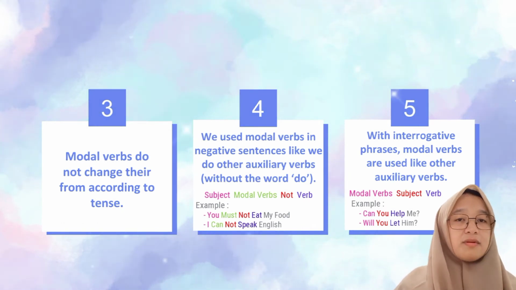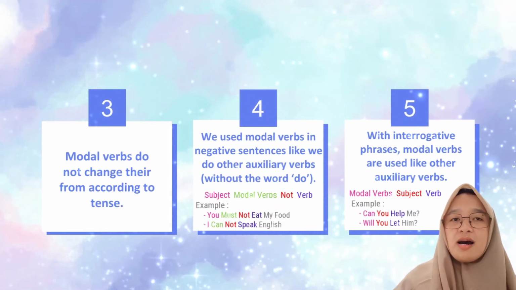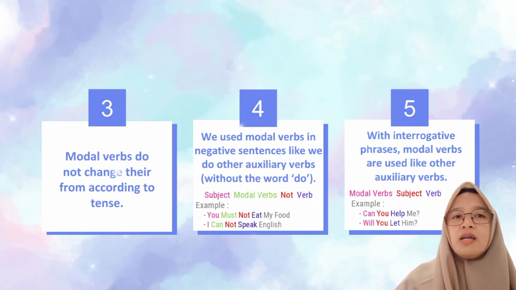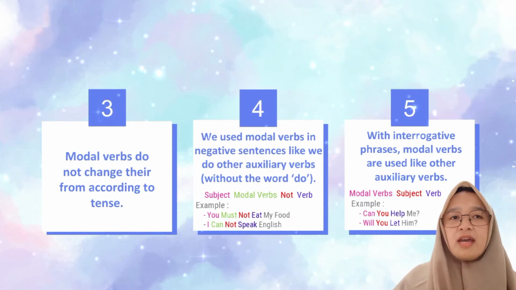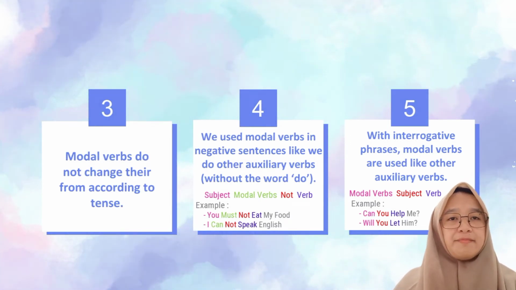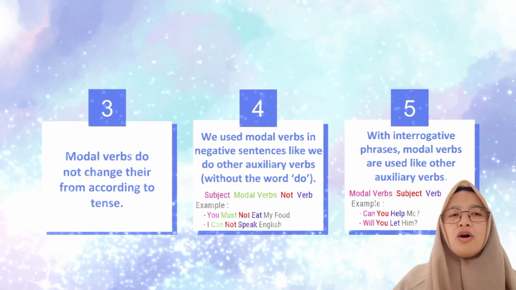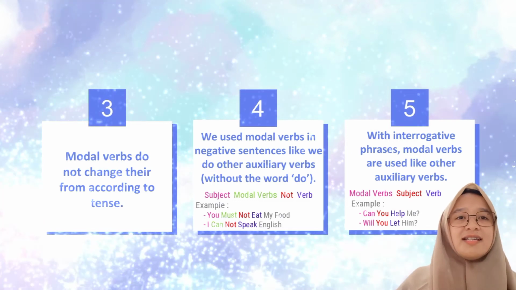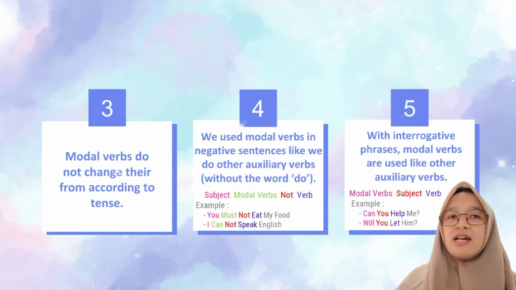So, rule number 4, we use modal verbs in negative sentences like we do with other auxiliary verbs, that is, without the word do. So, the way we use modal verbs in negative sentences is subject, modal verb, not, and verb. Let's look at some examples. You must not eat my food. Or I cannot speak English.